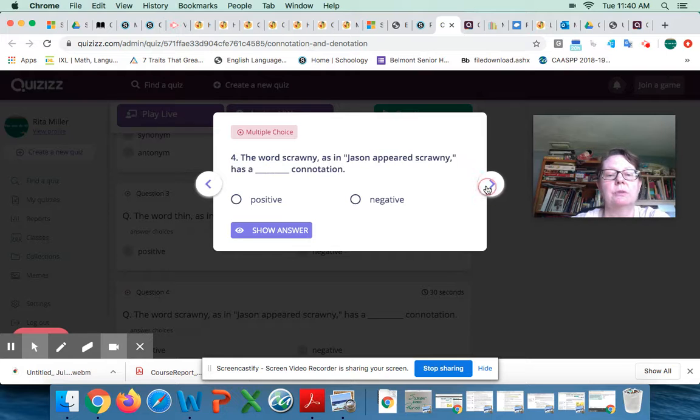Okay, I think if we go to the next one, it won't show the answer. Perfect. The word scrawny, which you might not know what that means, as in Jason appeared scrawny, has a, I'm going to tell you, a negative connotation. It means like not a lot of muscles, just very negative. Maybe no muscles, just doesn't look very good. Scrawny. Referring to someone's house as a shack, like he lives in a real shack. Very negative, right? Negative connotation.